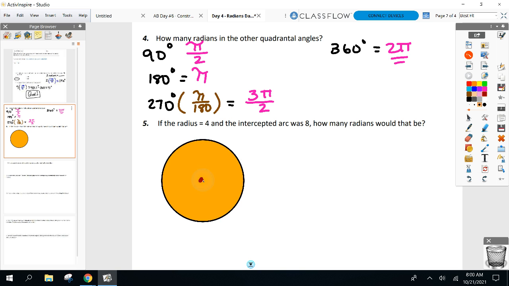Here's the center. I draw this line segment into any point on the circle. This right here is a what? That's a radius, right? And if I draw another one in, that's another radius. They're both the same length. Any radius I draw in a circle is the same length.